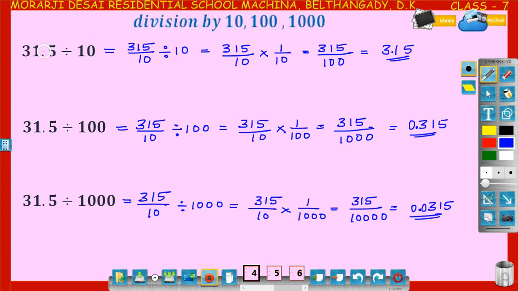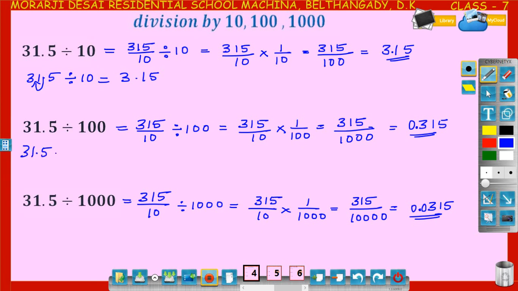Now observe the question and the answer. 31.5 by 10 is equal to 3.15. See, in the question also we have 315, in the answer also we have 315. But look at the place of the decimal point. In 31.5, before 5 we have the decimal point. In 3.15 we have the decimal point before 1. So the point is moved one step backward, because in 10 we have one 0.